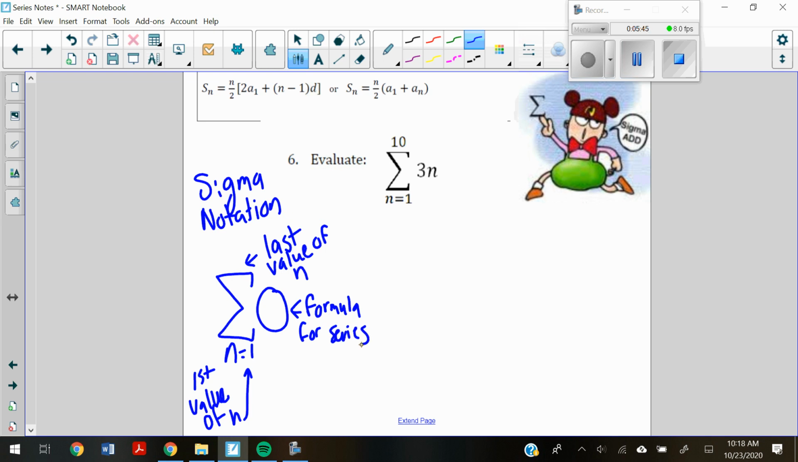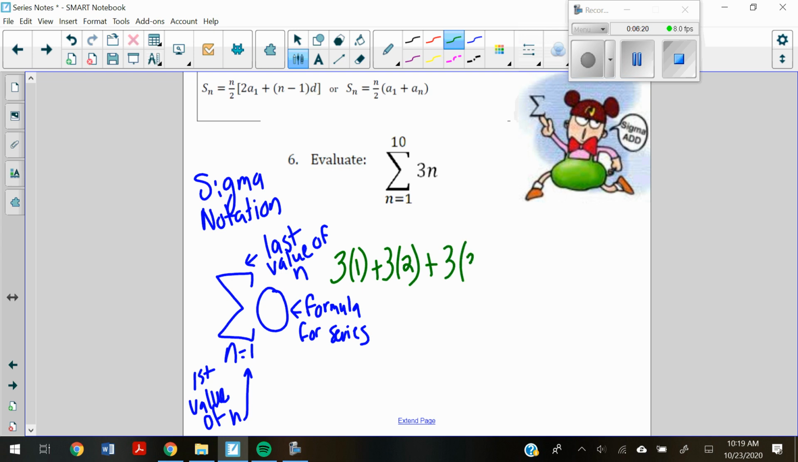So you might want to circle this just so you can use it as a reference. All right, so if we look at number 6, we would say the sum of 3n, and n goes from 1 to 10. So we can think about this two ways. I'm going to show you the expanded version, which represents all of this, and then I'm going to show you a shortcut version. All right, so if we start at 1, it's 3 times 1 plus 3 times 2, all the way up to 10.